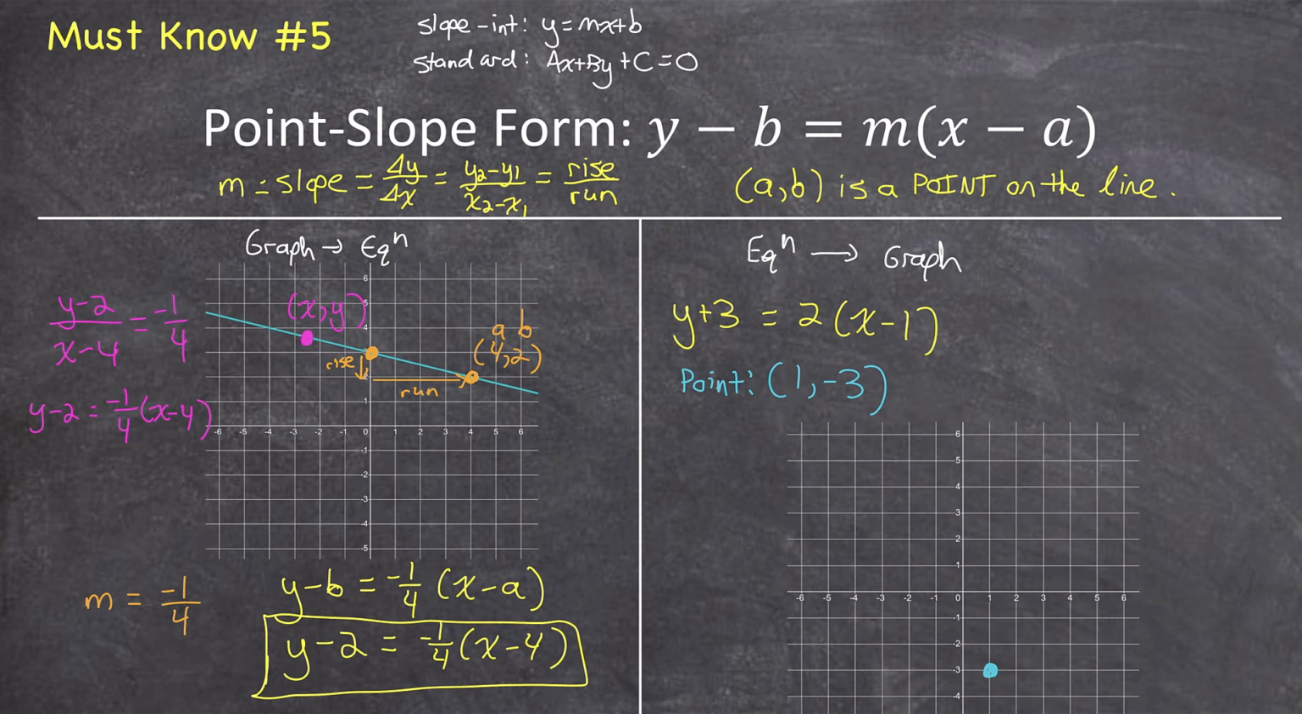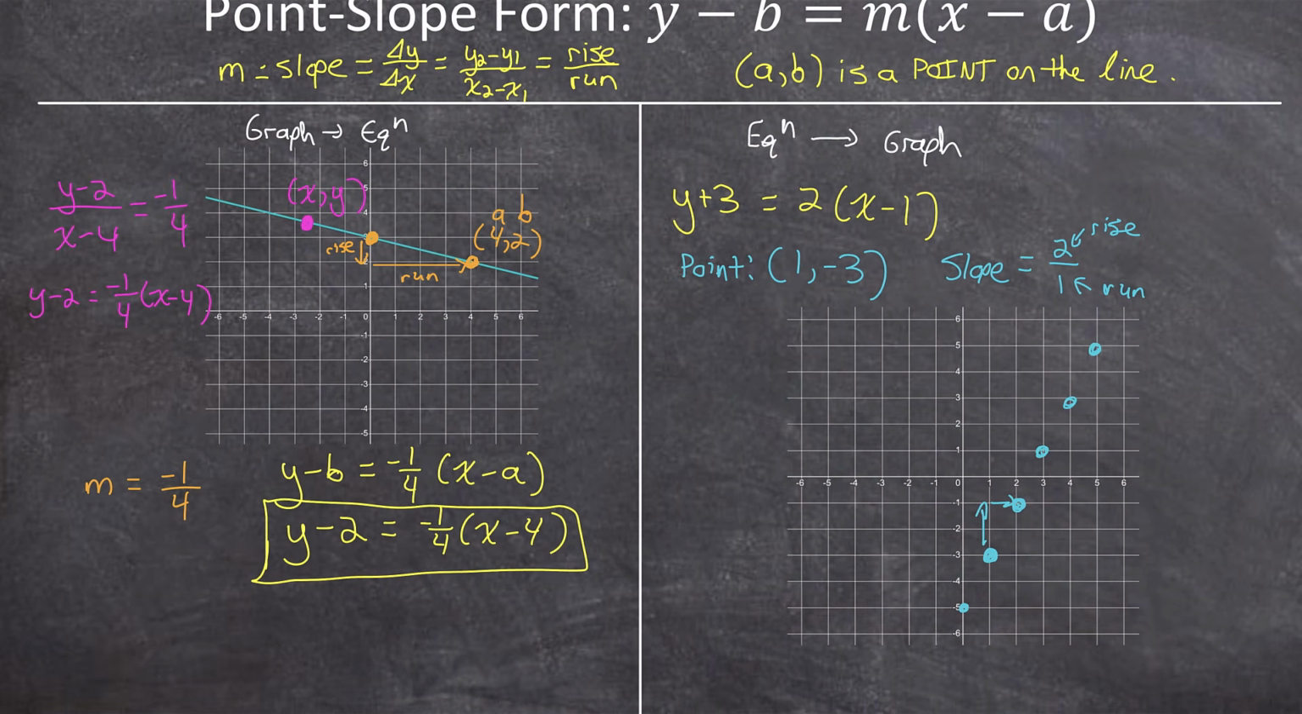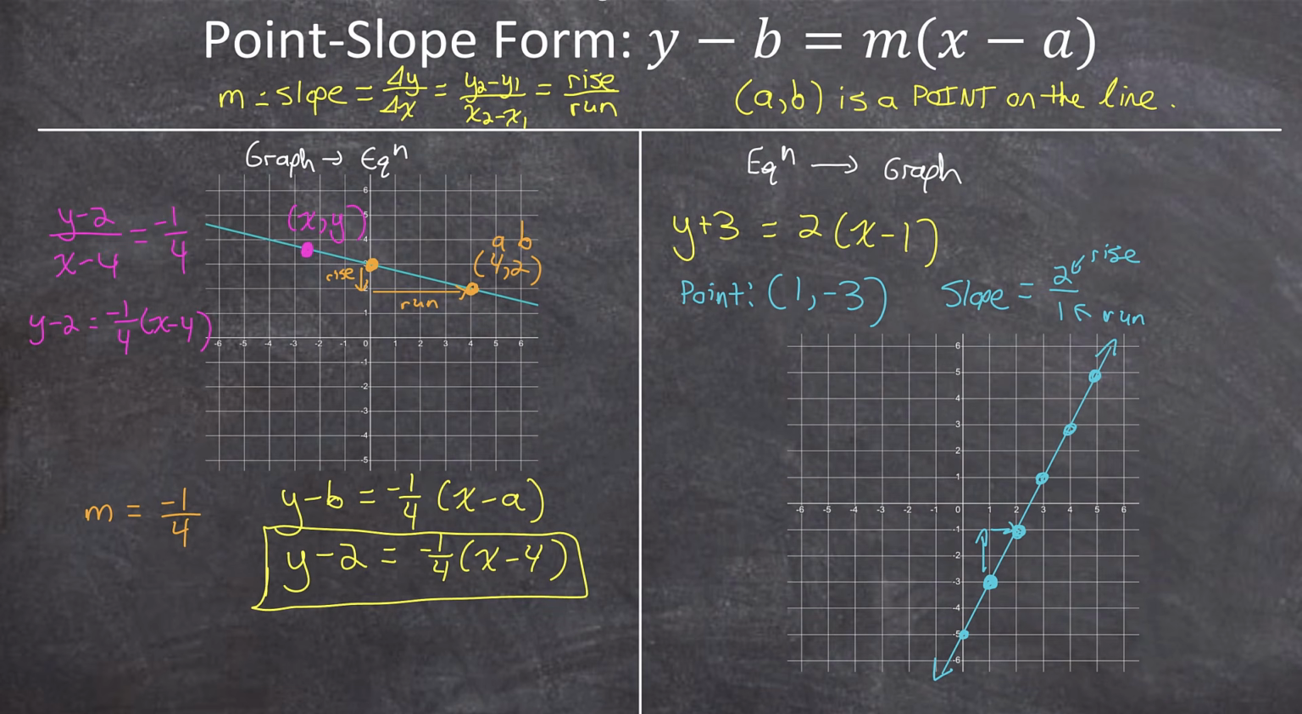I'll plot that point, and then I need to use my slope to plot more points. And what's the slope? The slope is the m value, which I see 2 in place of m. If I think of 2 as a fraction, that's 2 over 1. So I have to rise 2, which means up 2, and run 1, which means right 1. So from that point, I'll go up 2, right 1, and plot another point, and then continue that pattern to fill the grid. If I connect all these points, I see my straight line relationship between x and y. There you have it. Hopefully now you understand the point-slope form of the equation as well.